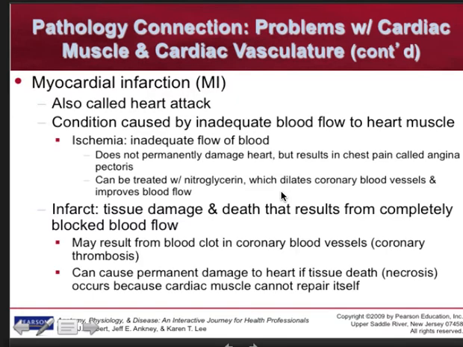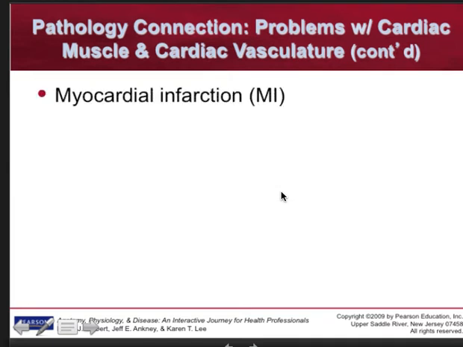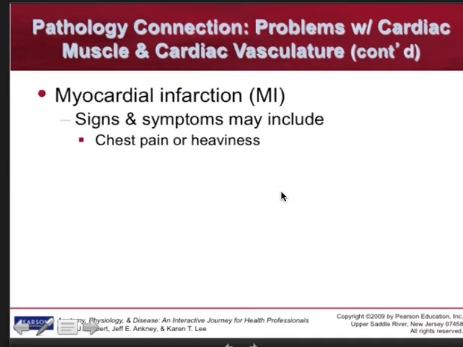Okay, so signs and symptoms: chest pain or heaviness, pain in the left shoulder, arm, neck, or jaw. And this is called referred pain, and this is a phenomenon that happens in the body when the brain is confused as to the source of the pain that it's trying to interpret.